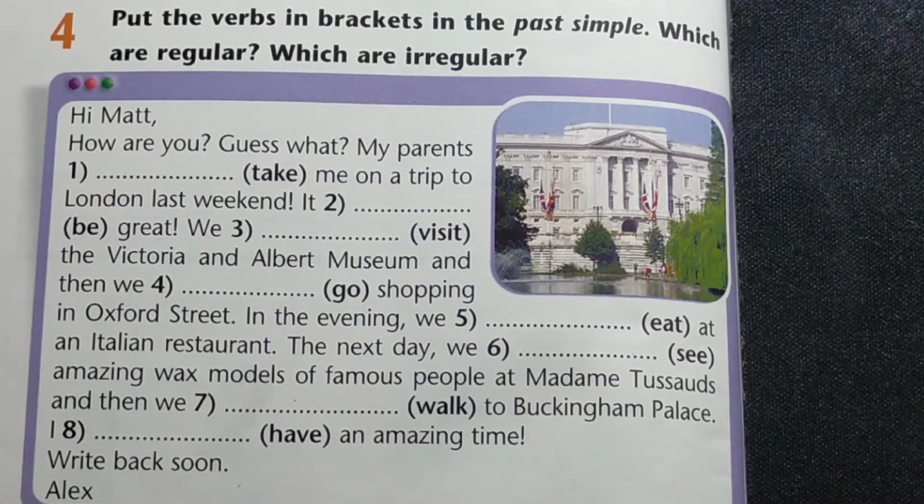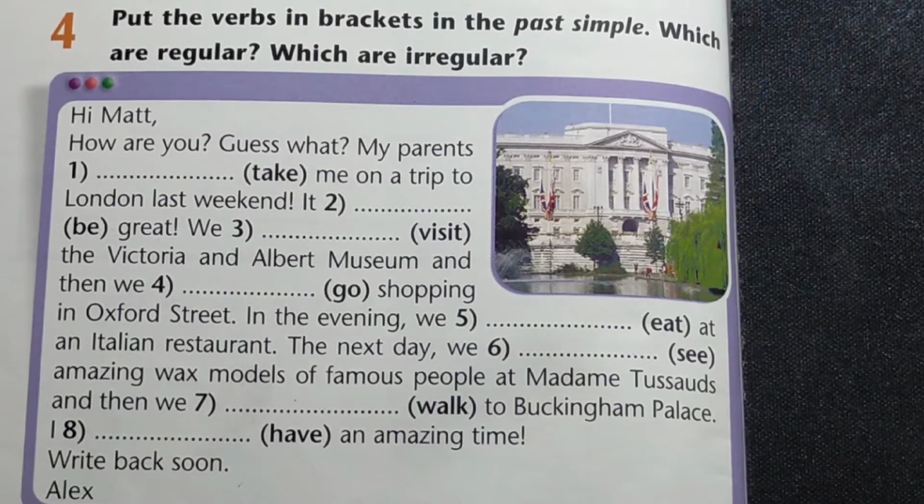Now another exercise. Put the verbs in brackets in the past simple, which are regular, which are irregular. So it's a form of a letter. So I read it without answering. So you pause the video, as I told you before, you get the answers, and then you check if they are right or wrong.